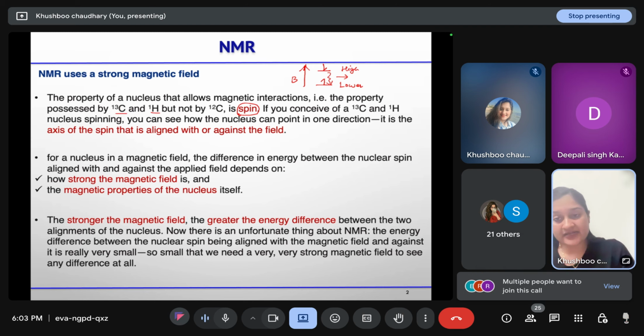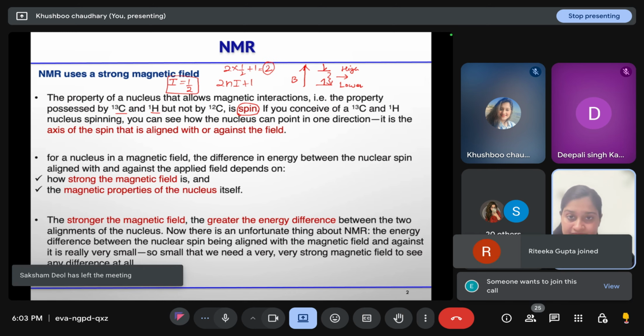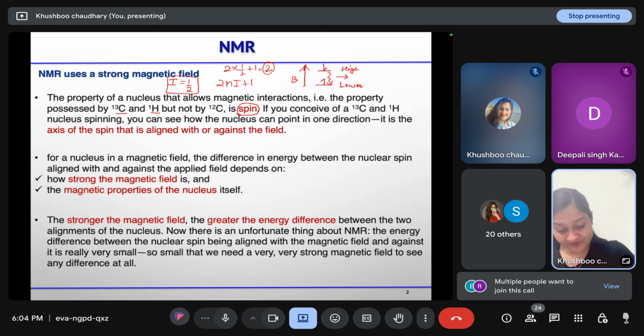For example, for carbon-13 and hydrogen, the spin is one half. The number of states is 2I plus 1. For hydrogen, 2 into half plus 1 is 2. So there are two energy states for carbon as well as for proton: one lying along the field and one lying against the field. Because of that difference in energy, the two states arise.